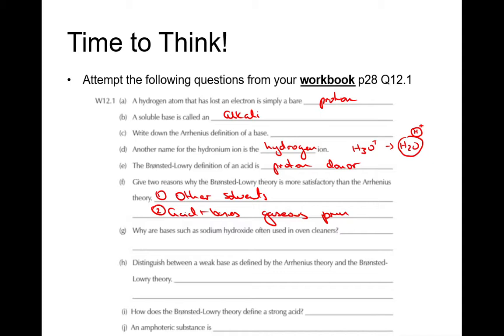And all bases can do that, okay? So when you're talking about oven cleaners containing a base, it's because they're able to react with the lipid and pull that lipid into water away from the item that you wish to clean.